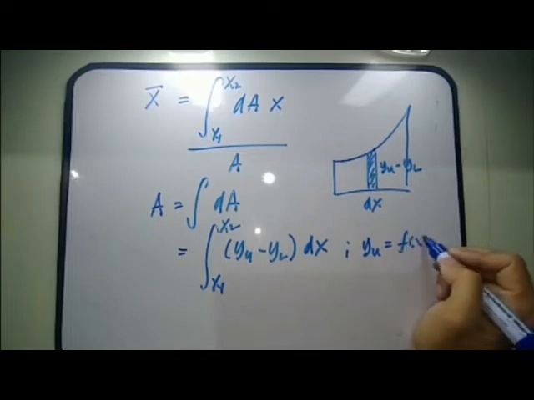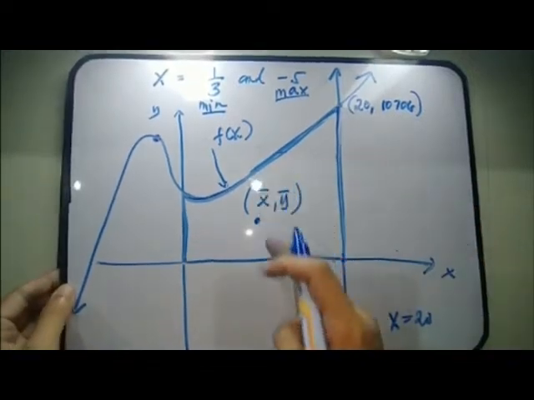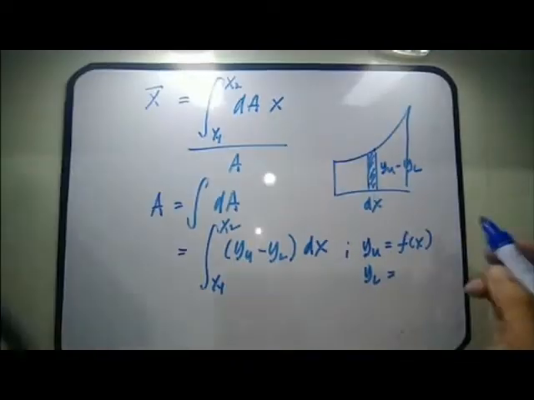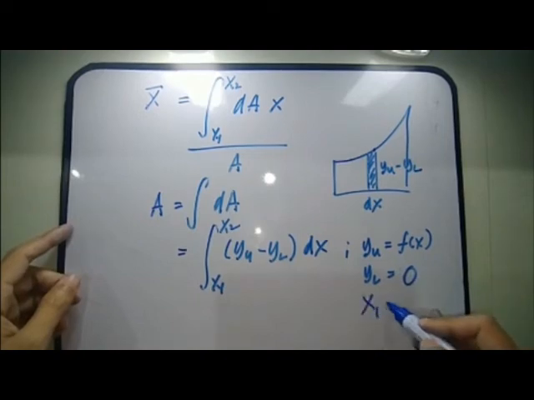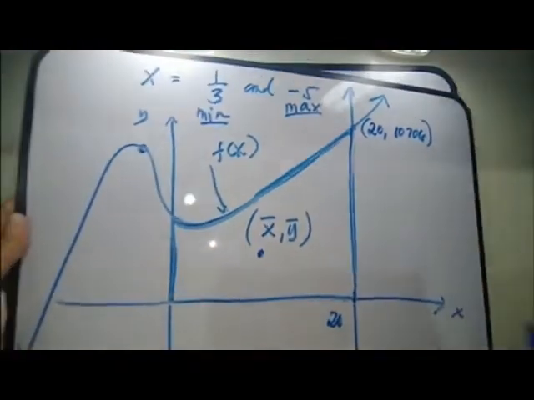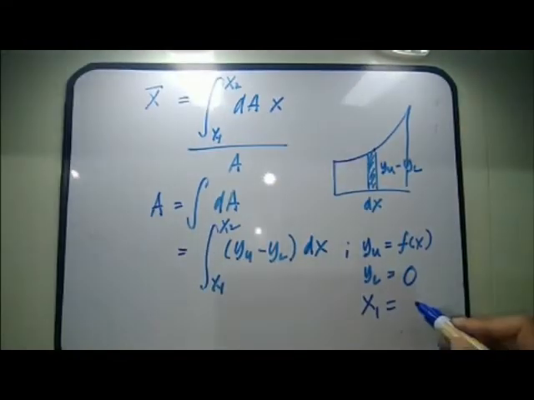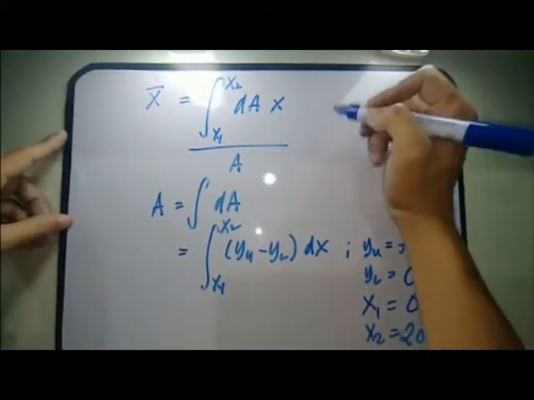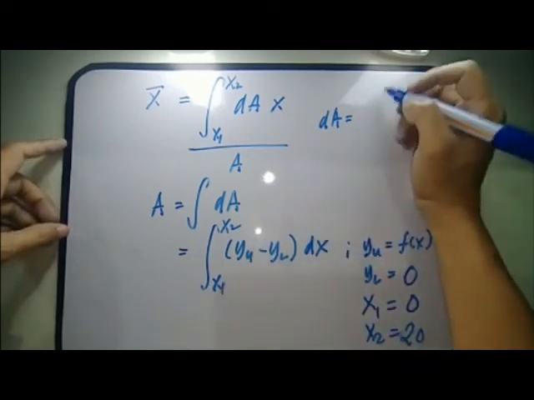Then our y lower actually touches the line y equals 0. Our x1, our limit, of course, is from 0. So, based on the graph, this is from 0 to 20. So x sub 1 is 0, x sub 2 is 20. If your differential of a is equal to y upper, that is f of x, and y lower is 0, so you can say that it is f of x dx.